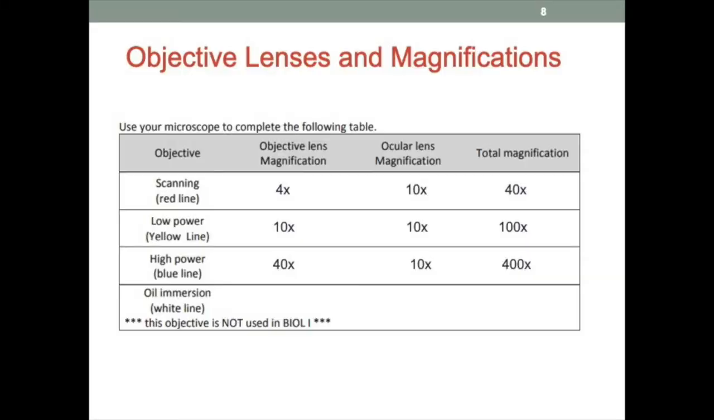All right. Objective lenses, magnifications, we kind of went over this. So the objective lenses, scanning is 4x, but with your ocular lens, that's 10x. So 4 times 10 is 40. Low power is 10, times 10 is 100, and so on and so forth, right? 40 times 10 is 400, because your ocular lens is 10x, you have to multiply your objective lenses by your ocular lenses.